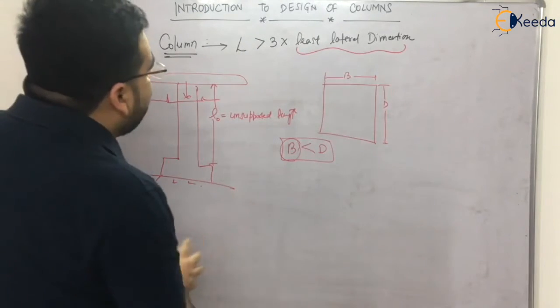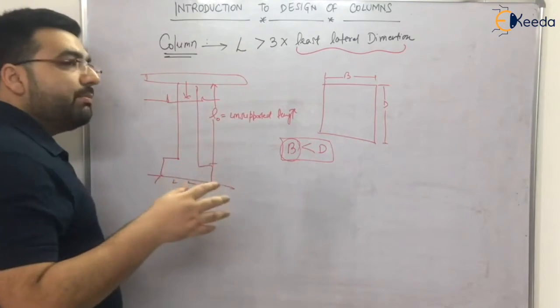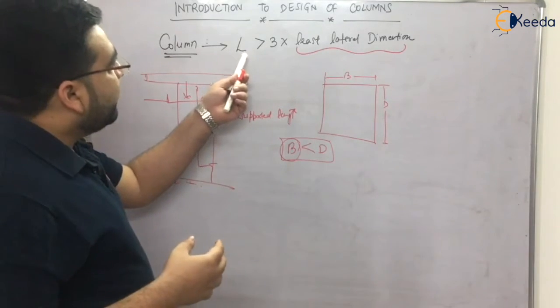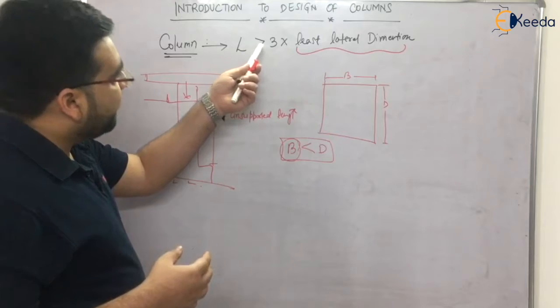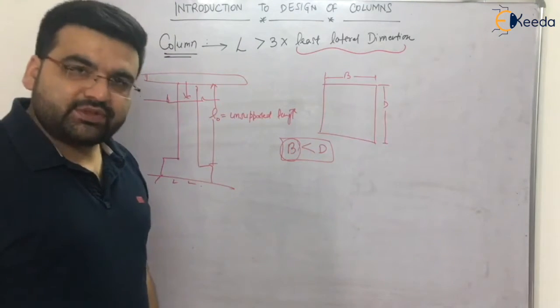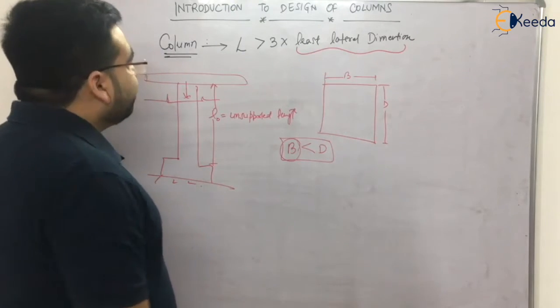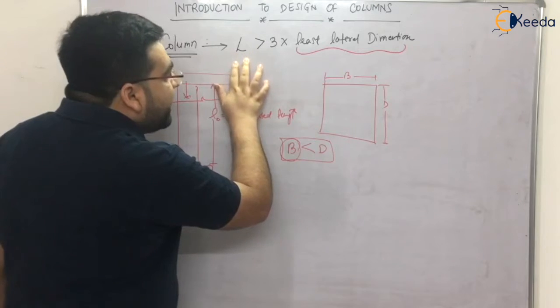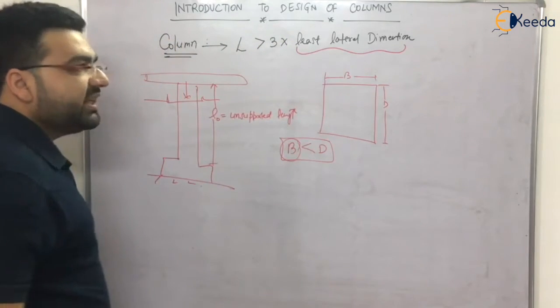So I hope that you have understood that columns are those members in which, mathematically, the length of the member is greater than 3 times the least lateral dimension. Those members are known as columns. Clear? Now what will happen if your effective length is less than 3 times the least lateral dimension?